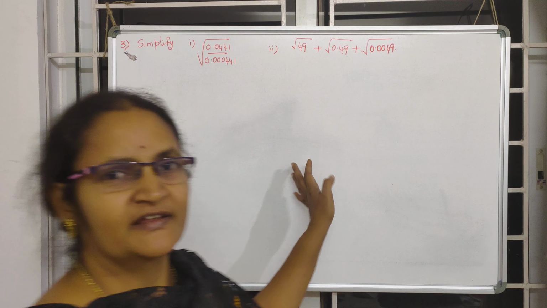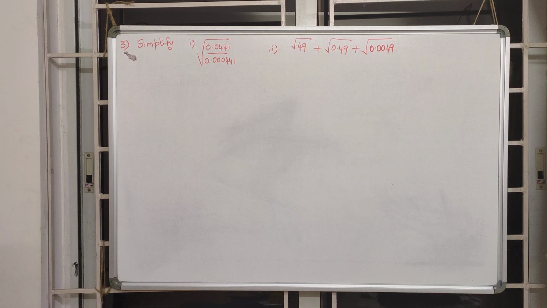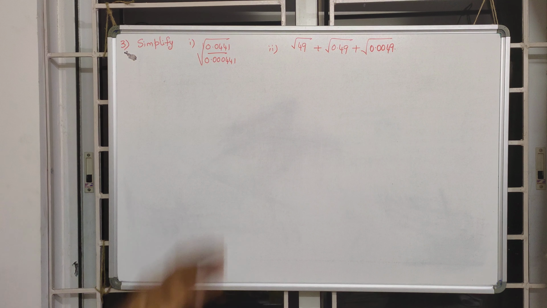Hi everyone, let us see the next example. Simplify square root of 0.0441 divided by 0.000441. This is the first sum and the next sum is that one.